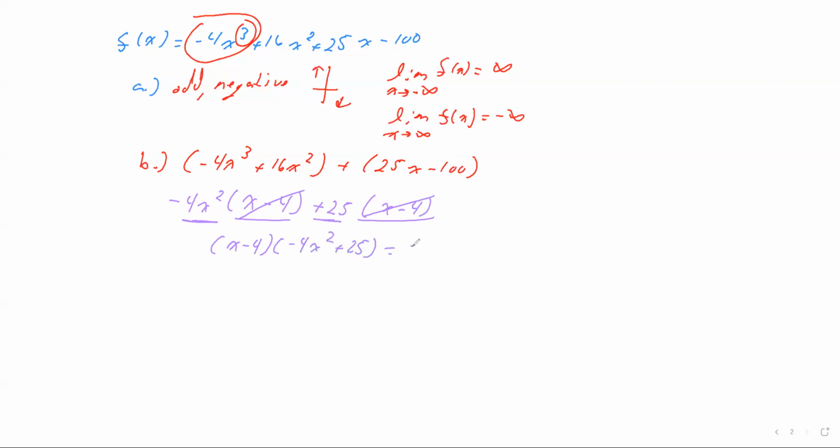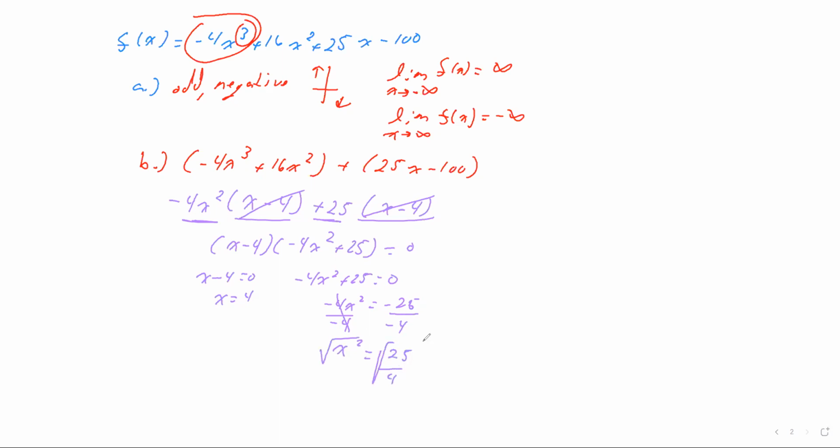To find the zeros, remember we just set these equal to 0. So that's x minus 4 equals 0, and negative 4x squared plus 25 equals 0. This is just simply x equals 4. I would subtract 25 first, so I get negative 4x squared equals negative 25. Then I would divide by negative 4. And then I get x squared equals 25 over 4, since two negatives make a positive.